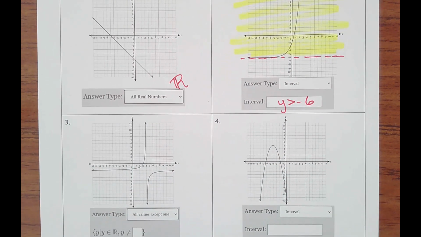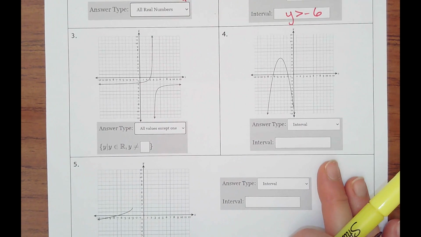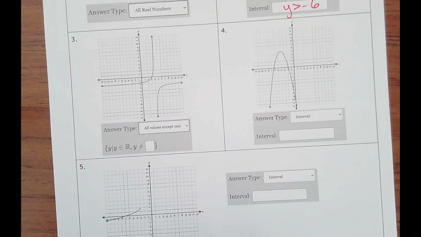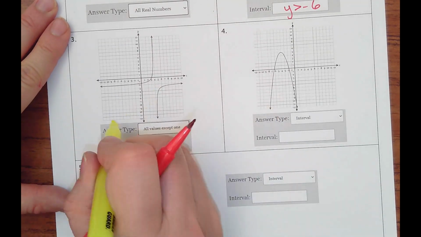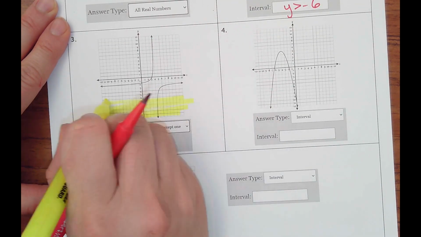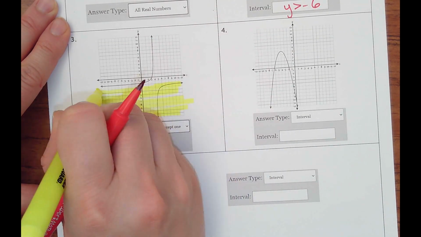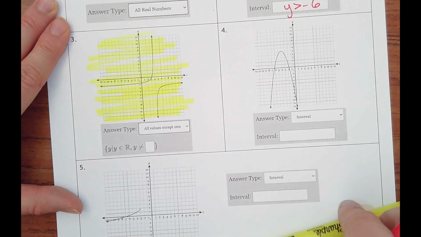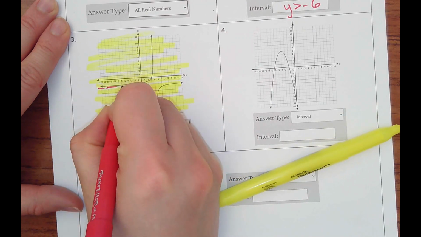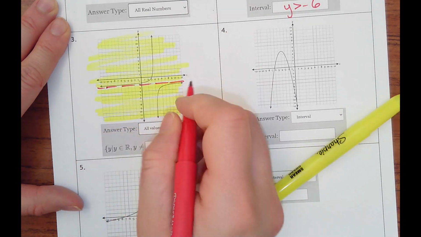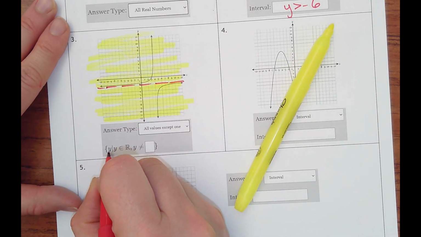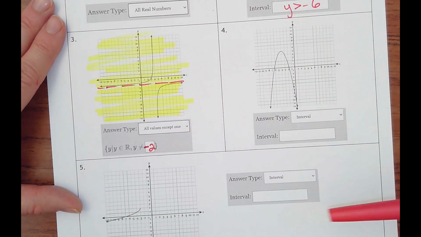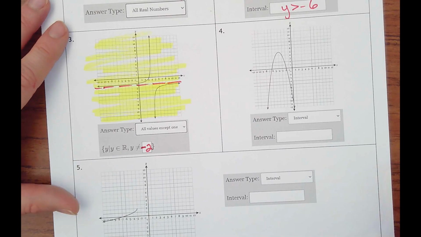Number 3, make sure you're looking horizontally. So I see a point every y value to here and here, except for one problem is I see an asymptote right here where y is -2. So I would say all values such that y does not equal -2. And then number 4, I would want to do an interval.